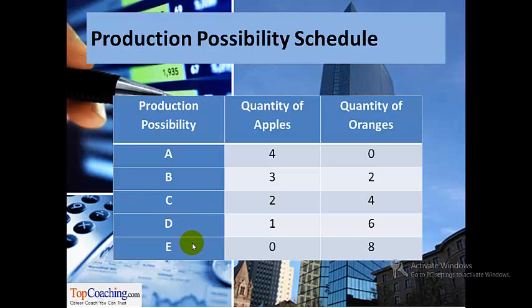Possibilities A, B, C, D and E are such that the economy produces 4 units of apples and 0 units of oranges in possibility A. The same resources can be utilized in such a way that 3 units of apples and 2 units of oranges are produced in possibility B, 2 units of apples and 4 units of oranges in possibility C with the help of the same resources, and 1 unit of apple and 6 units of oranges in possibility D. Similarly, the same resources can be utilized to produce 0 units of apples and 8 units of oranges in possibility E.